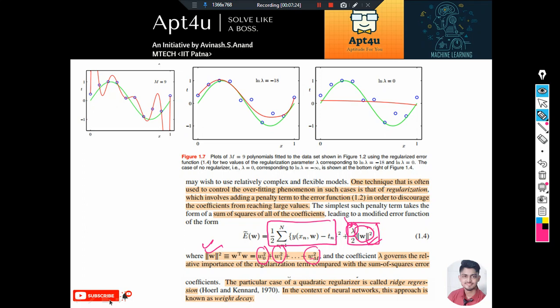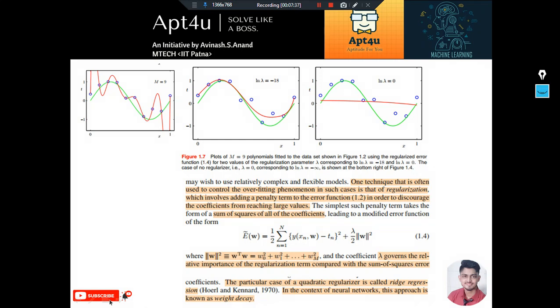Now this particular case of quadratic regularizer is also called ridge regression. And remember, when we learn deep learning in neural networks, we will come across this error function again, and in that case this approach is known as weight decay. We will see how regularization has actually helped to reduce overfitting in the following slides.